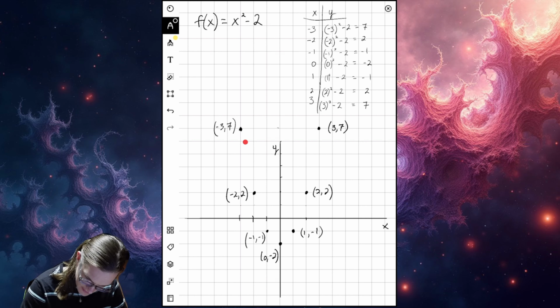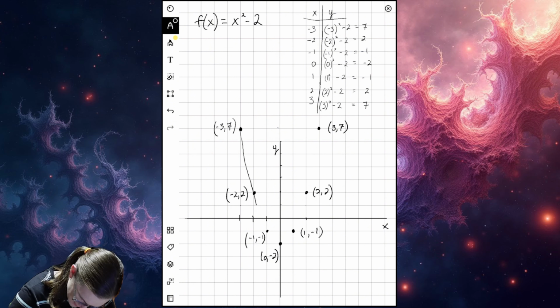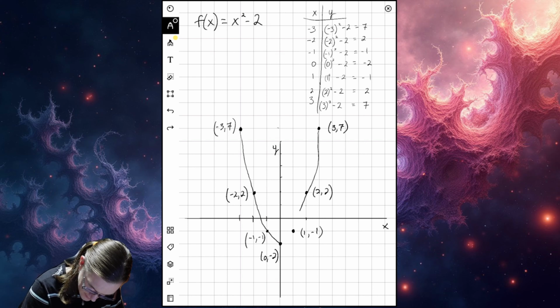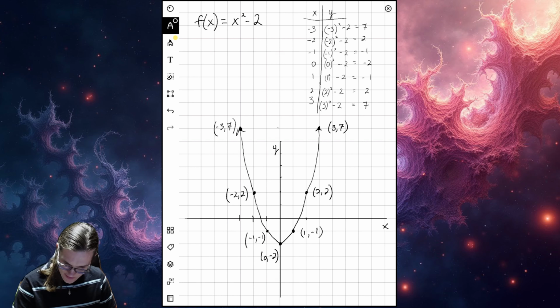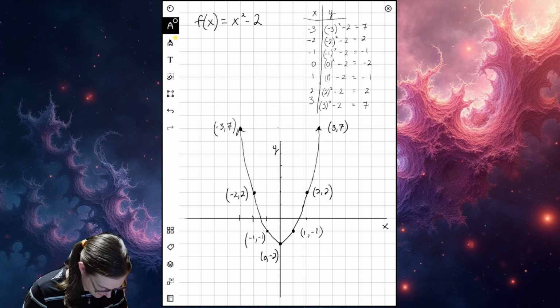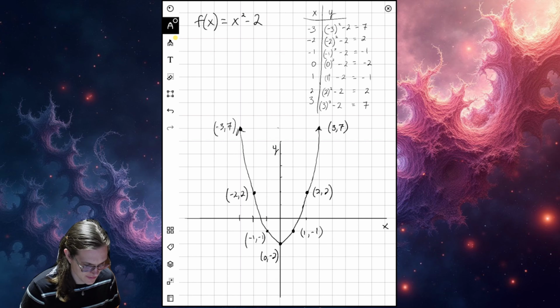And we connect those, and it should make a nice little parabola. This makes sense to us because of that x squared in there. That's why we see this shape. Okay, so that's just an example of plotting points, how to graph that way.